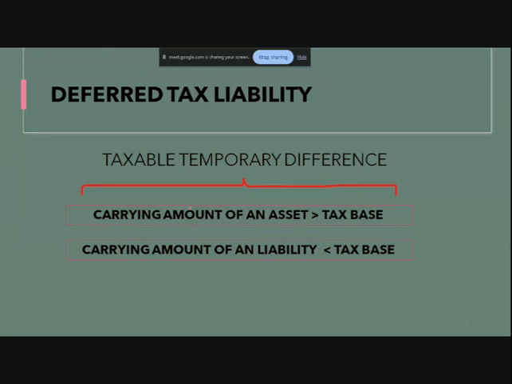To understand that, you have to remember these two boxes, these two formulas. First you have to identify whether it's a taxable temporary difference or a deductible temporary difference. If it's a taxable temporary difference, the carrying amount of an asset will be greater than the tax base, and the carrying amount of a liability will be lesser than the tax base. So here our difference was how much? $10,000, right? So this is our taxable temporary difference in our example.